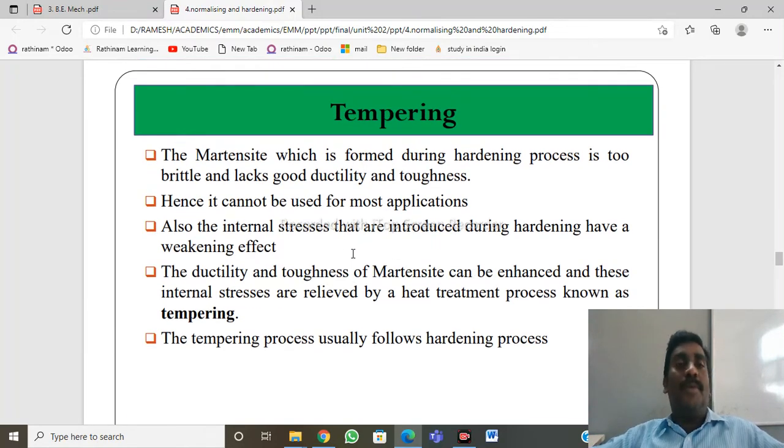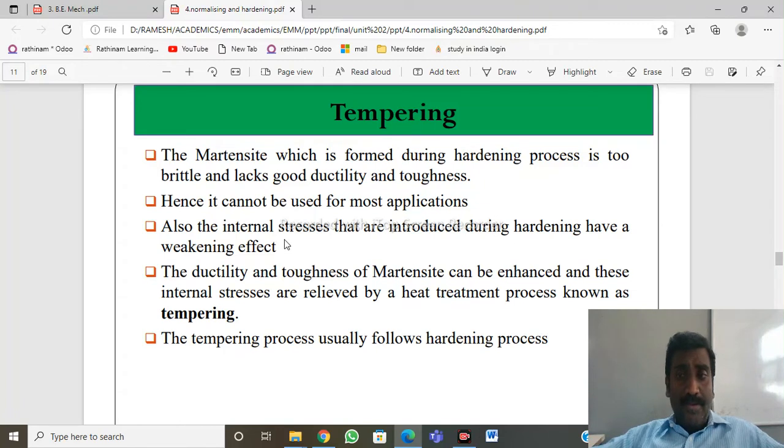The next process is tempering. What is meant by tempering? The martensite formed during the hardening process is too brittle and lacks good ductility and toughness. After completion of the hardening process it is too brittle, and although some toughness properties are available, it cannot be used for most applications. Also, the internal stresses introduced during hardening have a weakening effect. These internal stresses can develop during the process and affect the material's hardness and the strength of the component. The ductility and toughness of the martensite can be enhanced, and these internal stresses are relieved, by a heat treatment process known as tempering.